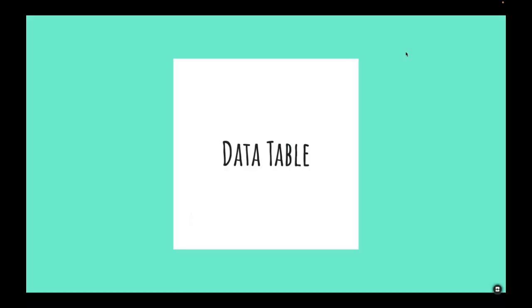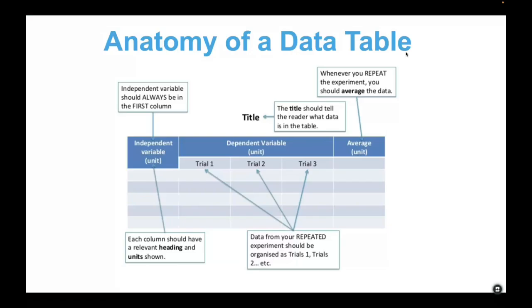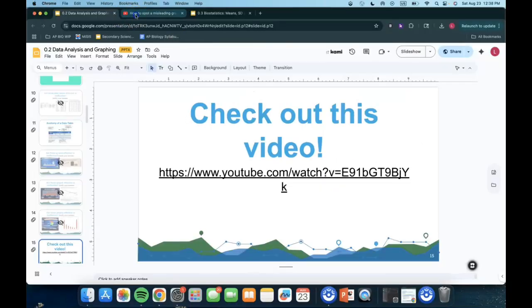All right, so let's get into data tables and graphs. So the anatomy of the data table. Here you can see that your independent variable is in the first column, and then your dependent variable is going to be organized by trials, which are then averaged and calculated when experiments are repeated. Your title is going to describe what is being measured, and always remember to include your units and everything. Alright, and this video just basically tells you how to spot misleading graphs. So go ahead and watch this on your own time.